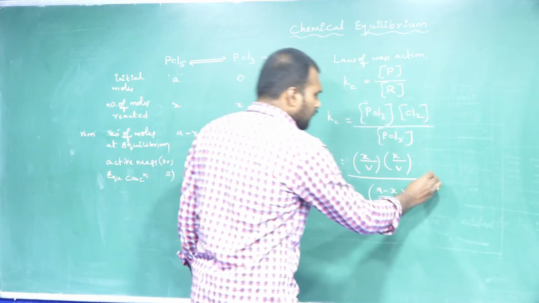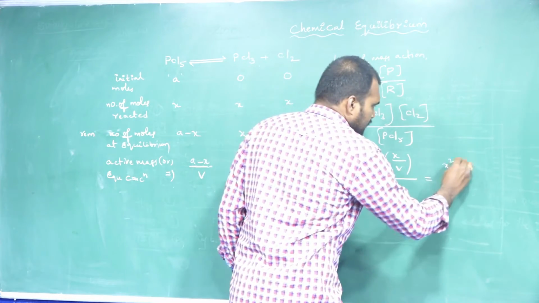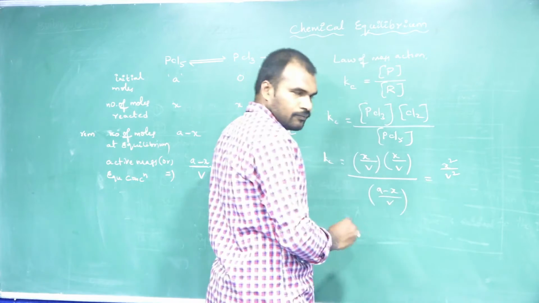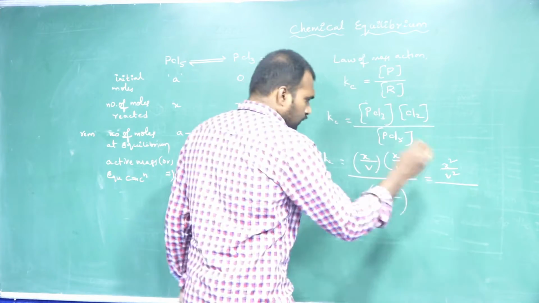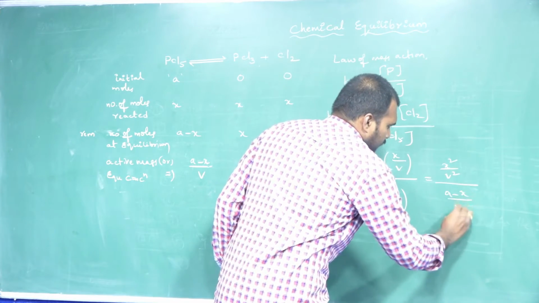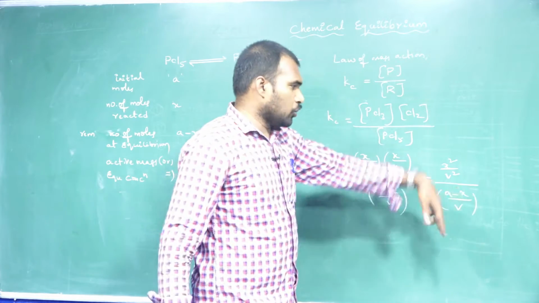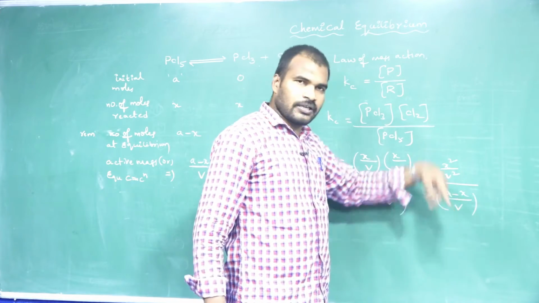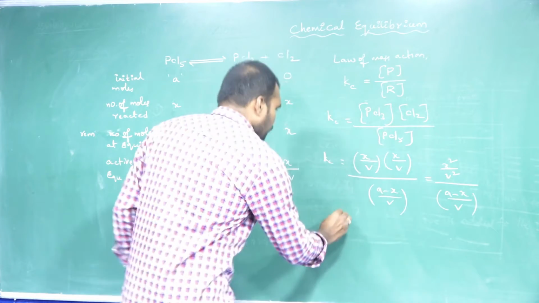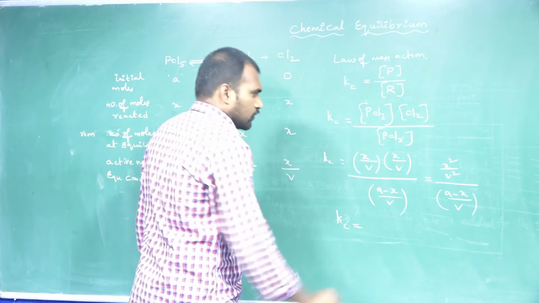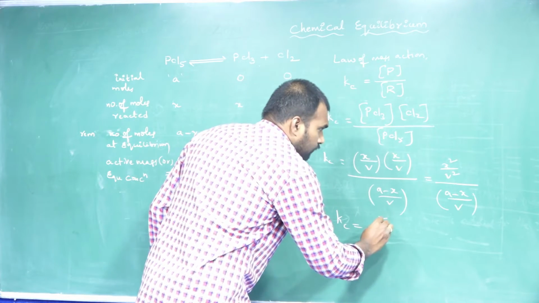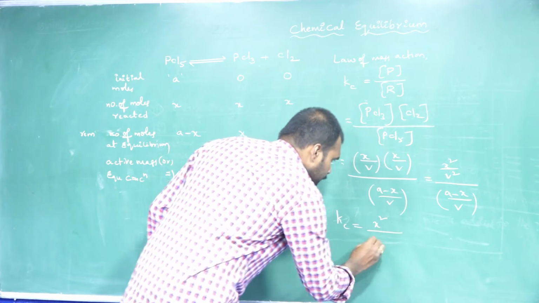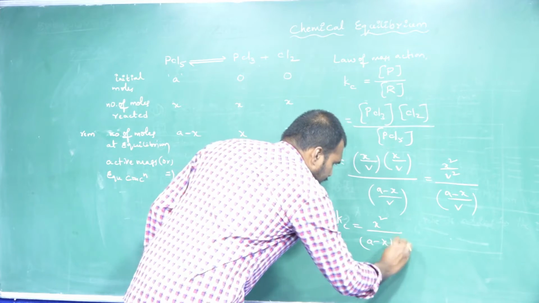X by V into X by V, that is X square by V square, divided by A minus X by V. If you bring this denominator to the numerator, finally Kc becomes X square by A minus X into V.